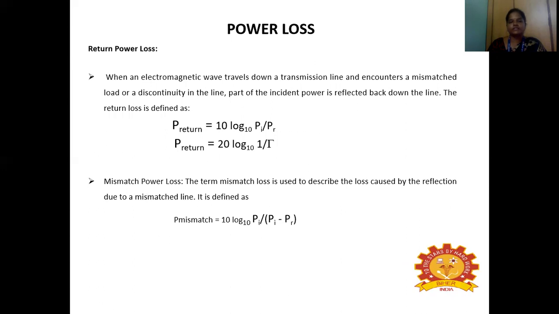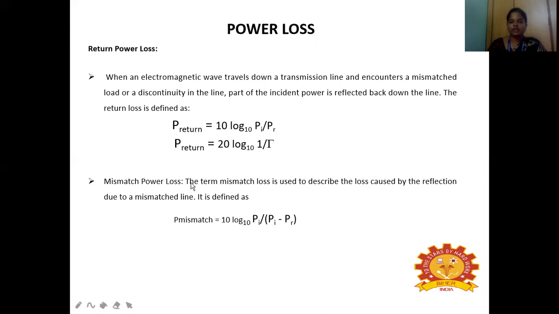So next we will discuss power loss. We are going to discuss return power loss and mismatch power loss. Return power loss: when an electromagnetic wave is traveling down a transmission line and there is a mismatched load or discontinuity in the line, part of the incident power will be reflected back down the line. That return loss is defined as P return equal to 10 log 10 of Pi divided by PR, and P return is equal to 20 log 10 of 1 by reflection coefficient.